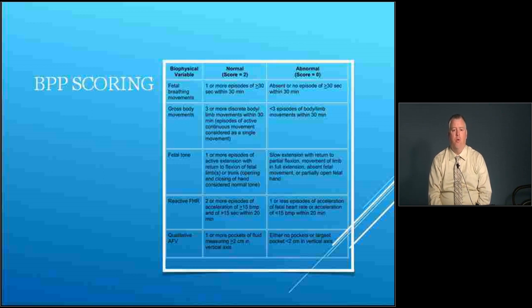And here they're looking for one or more pockets of fluid that measure at least 2 centimeters in the vertical axis. And so they're not going to do the whole abdominal cavity like they would with an AFI. They're just looking for that one pocket that's at least 2 centimeters.